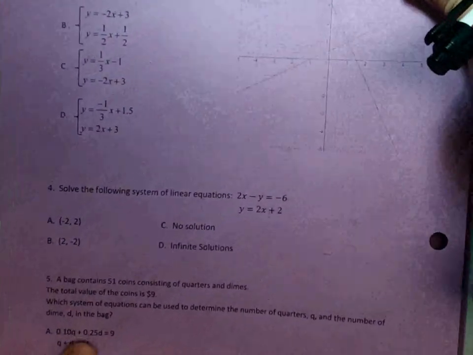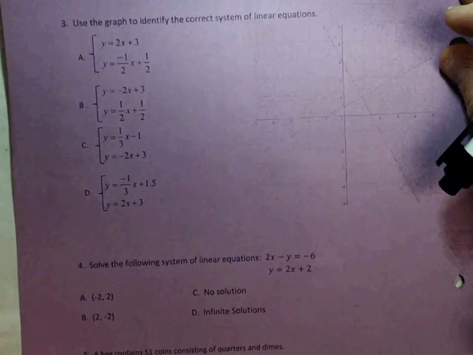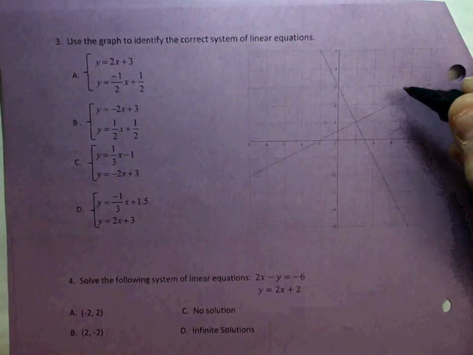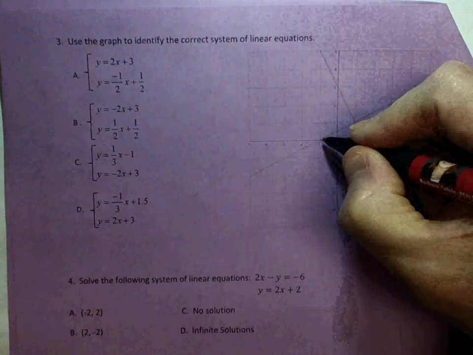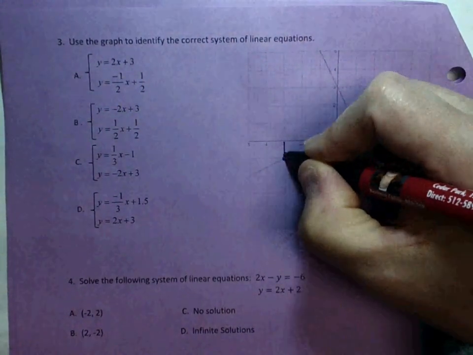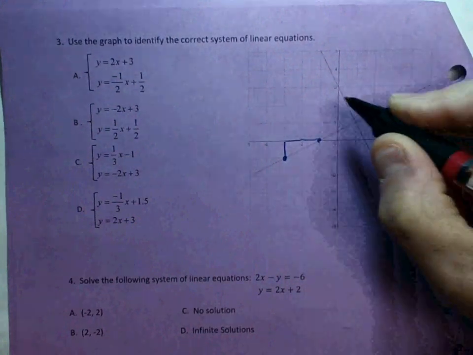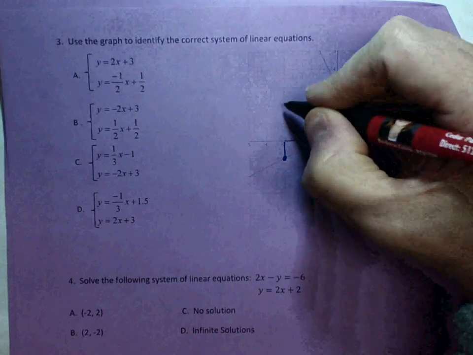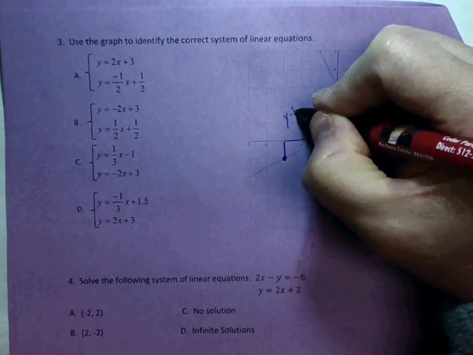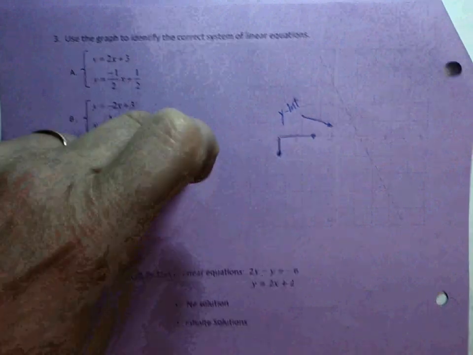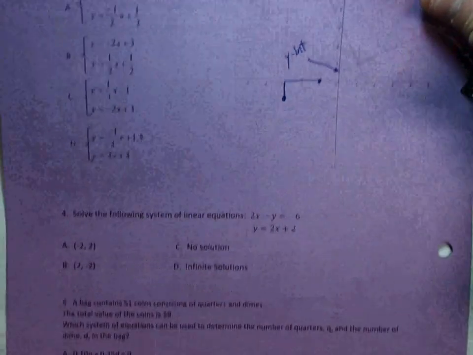All right, on this one over here, these are all solved for y. So what I would do is I'd come over here, and for each line, I'd find two clean points. I'd make a sloped triangle. I'd identify the y-intercept. I do that for both lines and then just match it up. This one should be pretty straightforward.